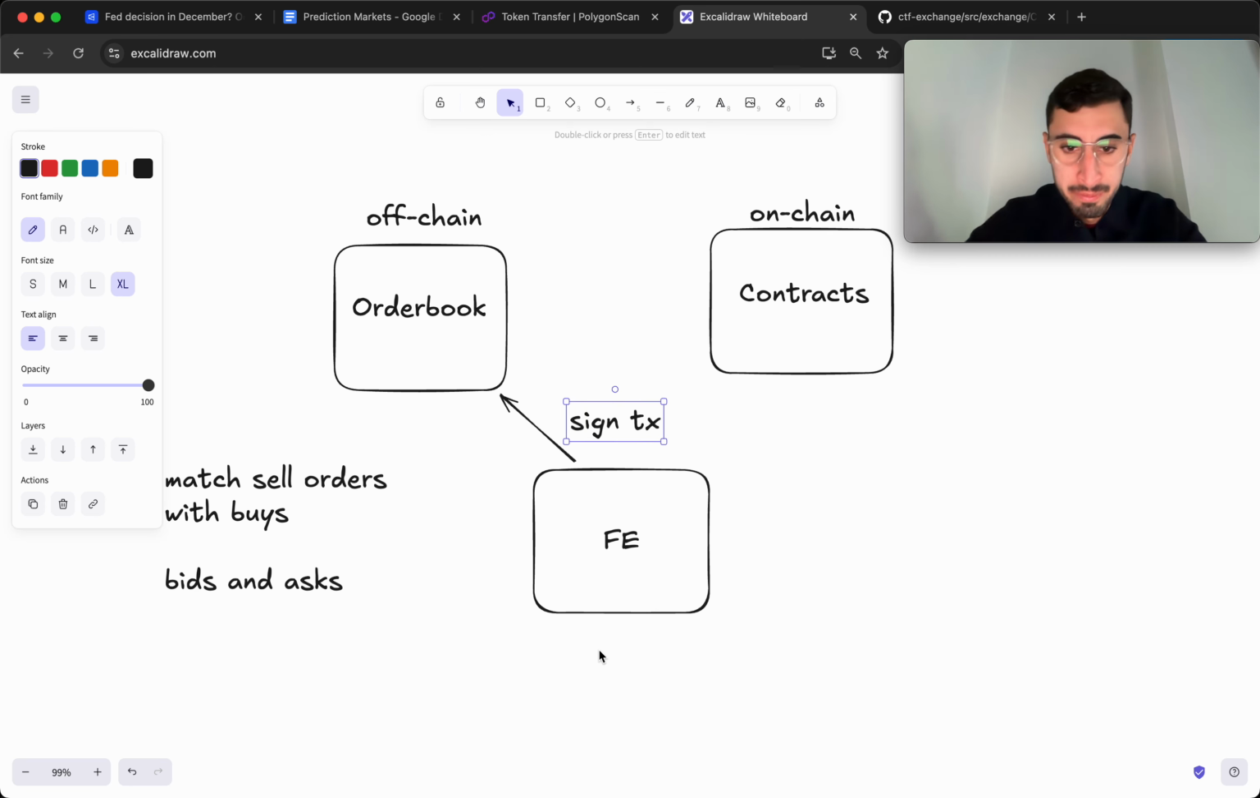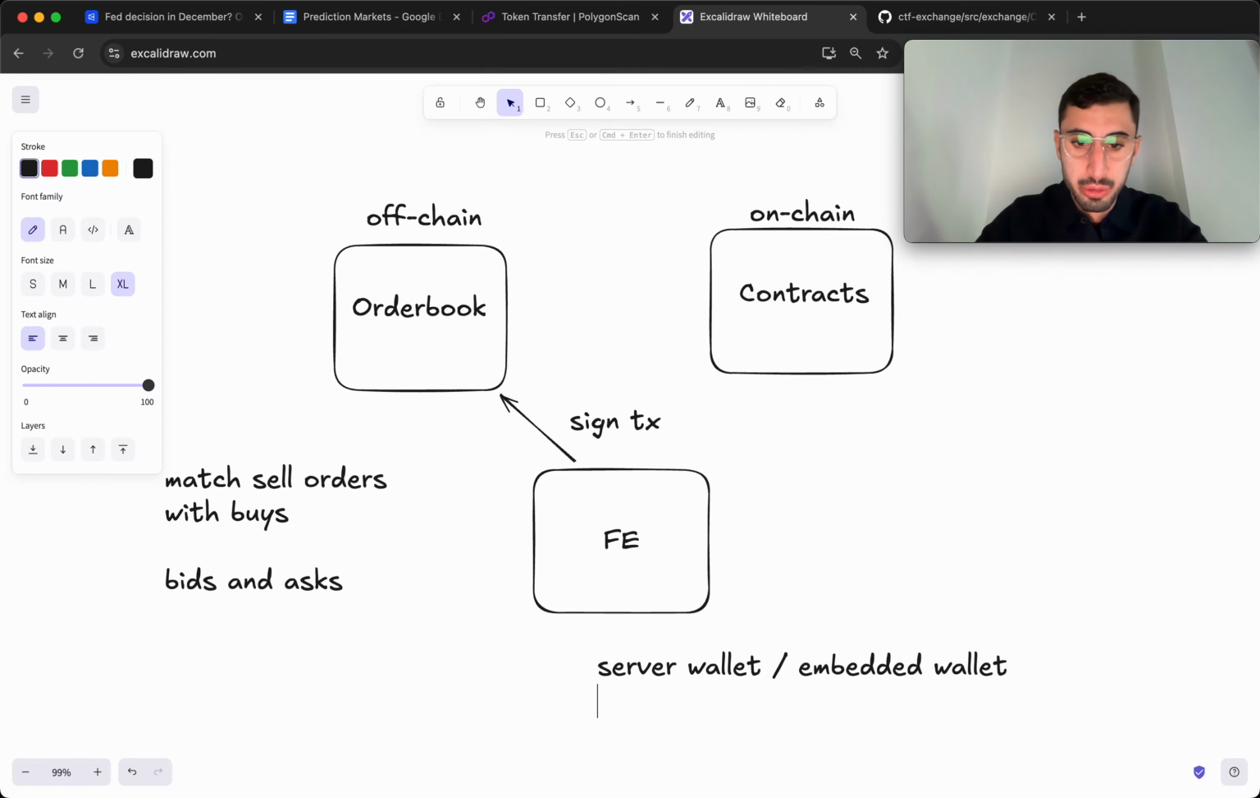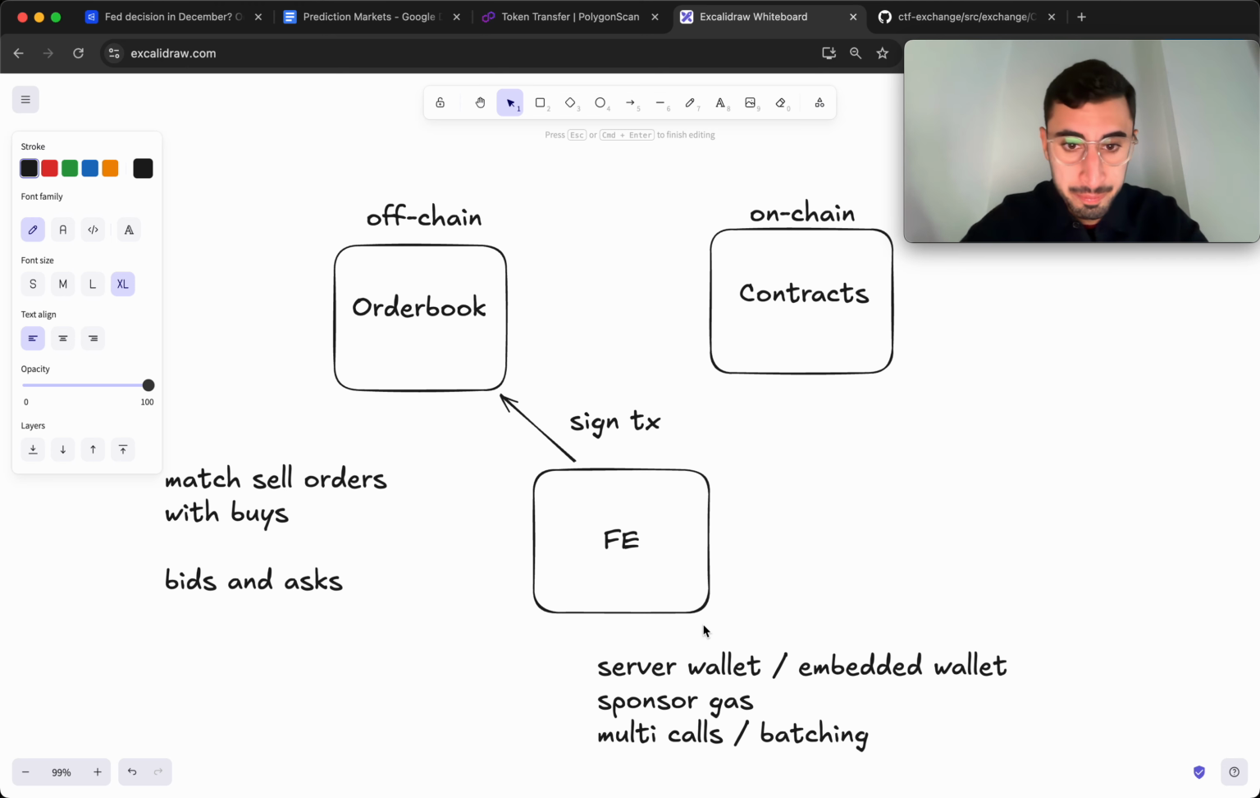And by the way, Polymarket gives you a server wallet, an embedded wallet, and they do this in order to sponsor gas, and do multi-calls, batching, that kind of stuff.